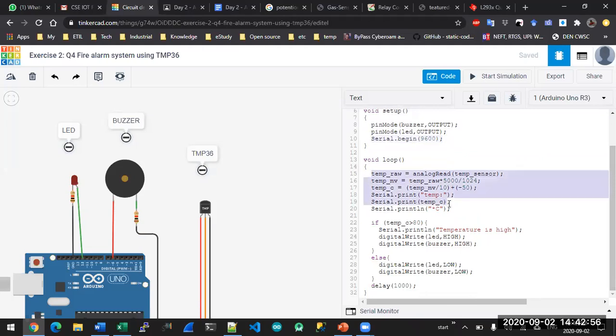Now this code is the same as what you have done yesterday. We have taken the reading from the temperature sensor using analogRead, then converted it into millivolts by multiplying by 5000 and dividing by 1024, and then we have converted those millivolts into Celsius from the information taken from the datasheet, and then printed the temperature. So now we have to check if the temperature is greater than some threshold, then we have to turn the buzzer and LED on, and if it is below the threshold, we have to turn the buzzer and LED off. Then there is a 1 second delay, so that every second it is checking the temperature.